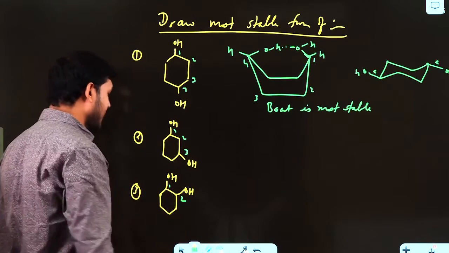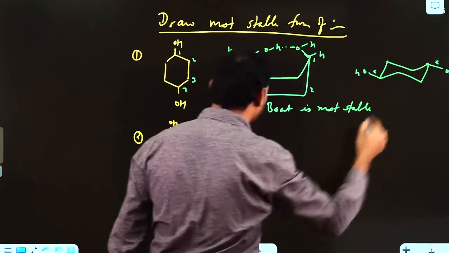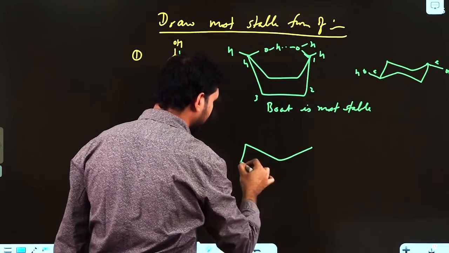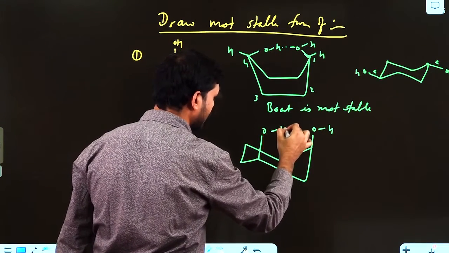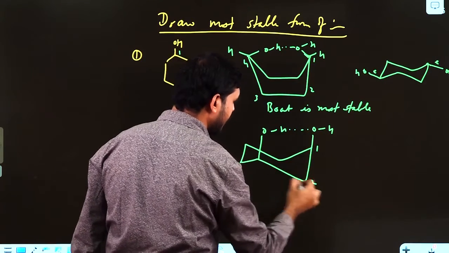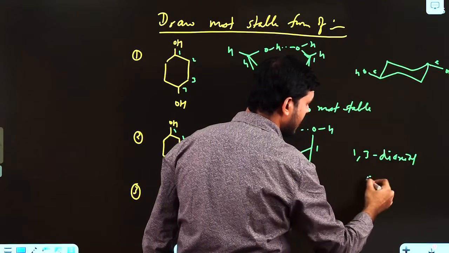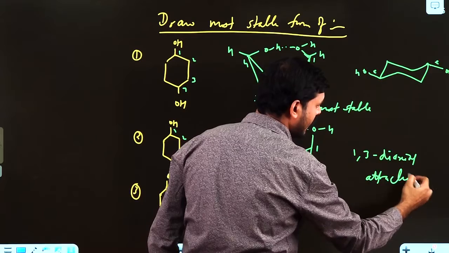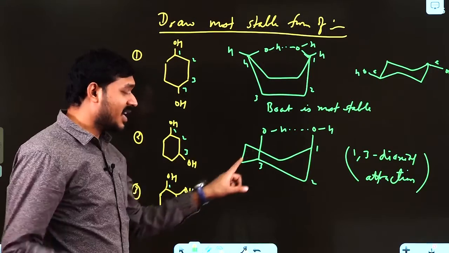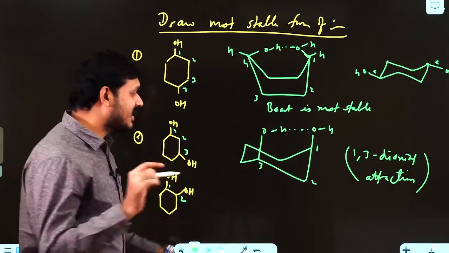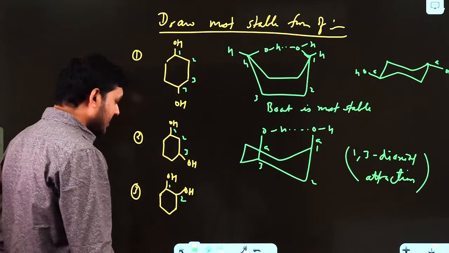Okay, now come to 1,3. Now again 1, 2, 3, then you may think of the axial case, so it is 1, 2, 3, 1,3-diaxial attraction here. Okay, so in case of 1,3-diol, you have to remember the chair conformer with both OH in axial position. This is up, axial, down, up, it is axial. Now let's take the last case.